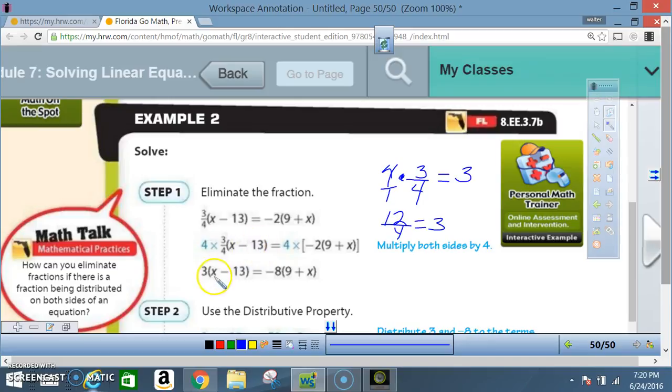Now you bring down your x minus 13. Keep that in the parentheses. Let's go to the other side. Now what is 4 times a -2? 4 times a -2 is a -8. And then you bring down what's in the parentheses, 9 plus x. Don't touch what's inside the parentheses yet. That's 9 plus x, so you just bring that down.